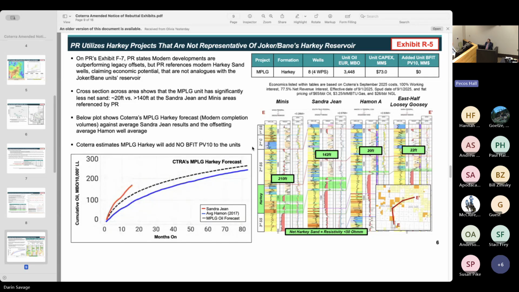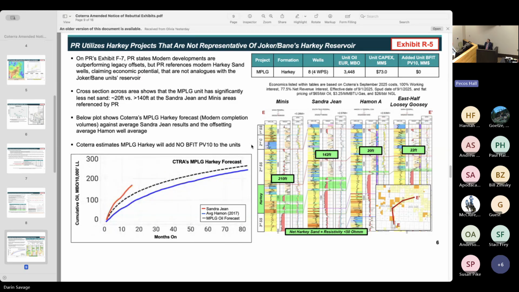So effectively, for both units, $73 million is spent, but yet $0 is gained on a BFIT PV10 basis, assuming a $65 oil price deck. The plot on the bottom left illustrates Coterra's forecast to model these wells. And if we look at the Sandra-Jean, which is referenced in red as a modern development, we can see, based on my comments earlier, that the sand body was thicker.